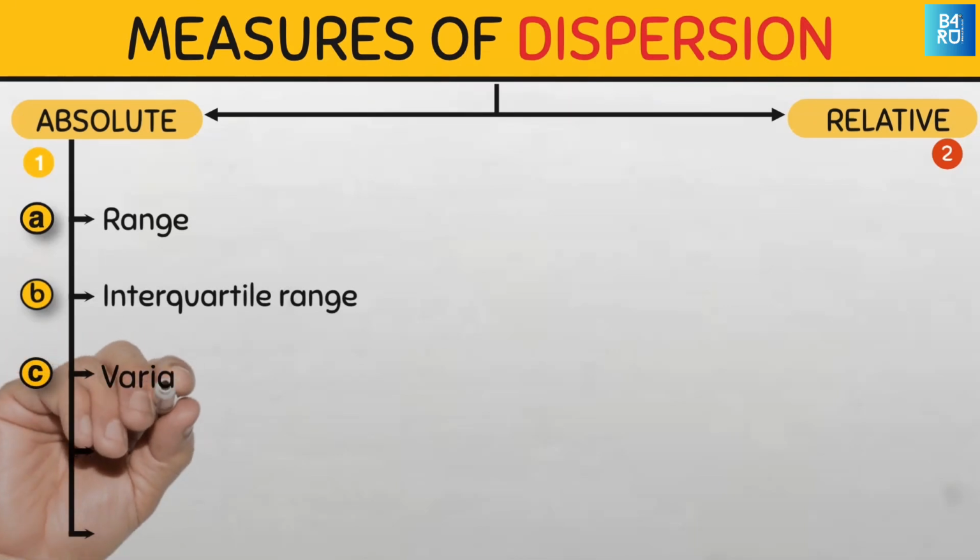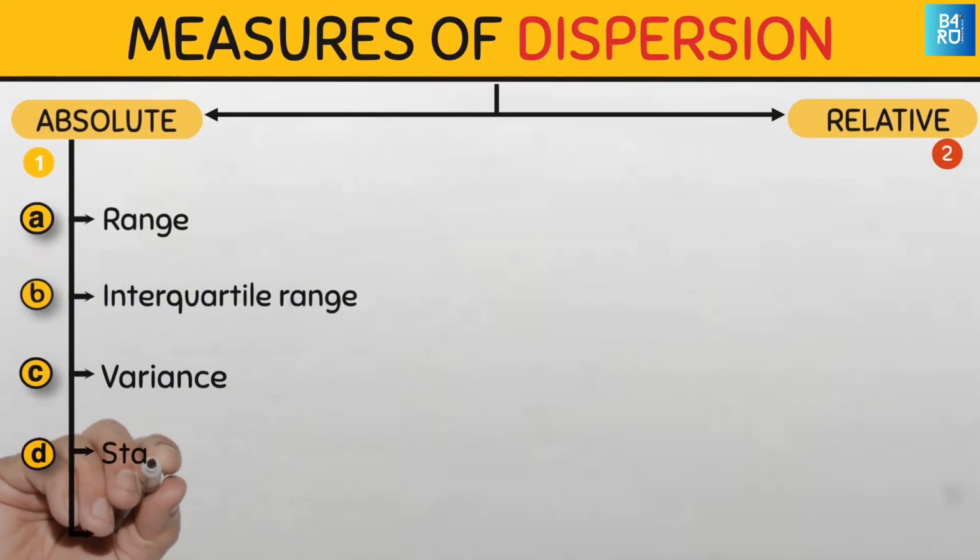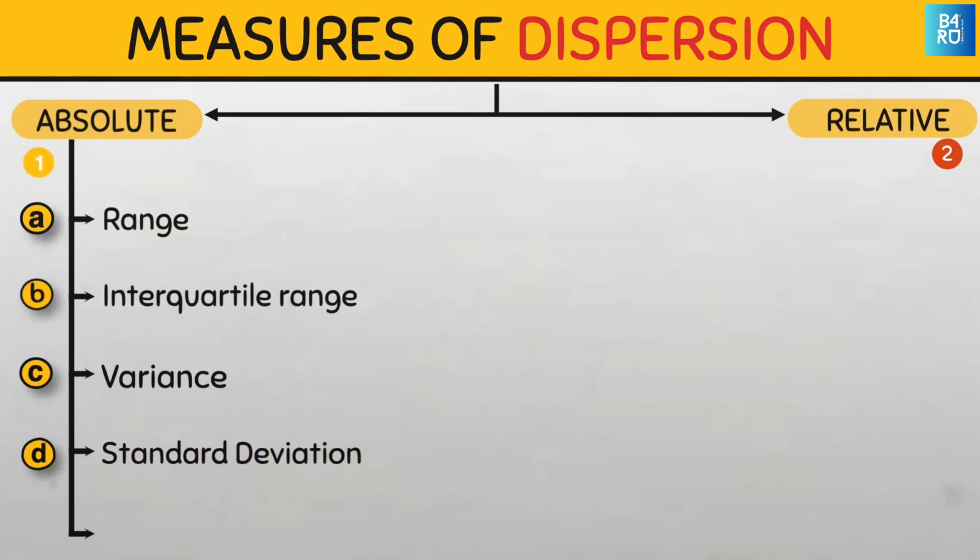C. The variance. This is the average of the squared differences from the mean, giving us a sense of the overall spread. D. The standard deviation. And this is the square root of the variance, representing the average distance of each data point from the mean. And finally, the mean deviation. This is the average of the absolute differences between each value and the mean.